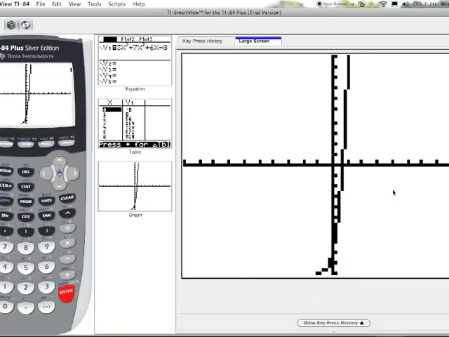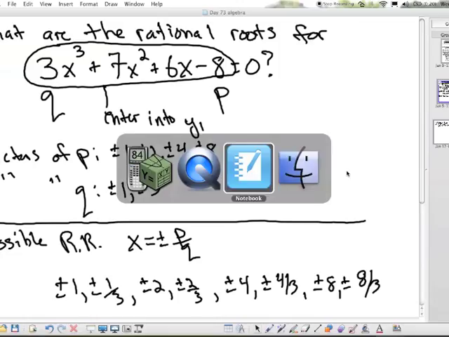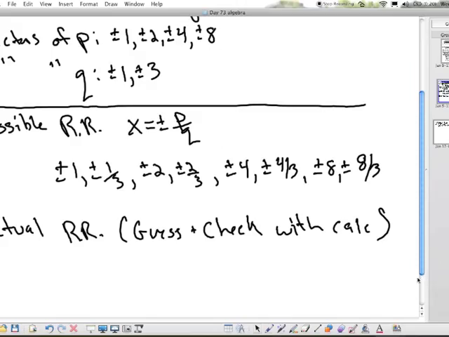It'll graph. And looking at the graph, you notice there are no negative roots. The graph does not cross the negative x-axis. It crosses the positive x-axis. So each one of these dots is 1, so we know that we're going to cross between 0 and 1. So we want to check all fractions between 0 and 1.